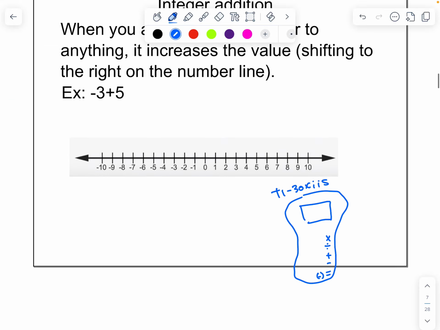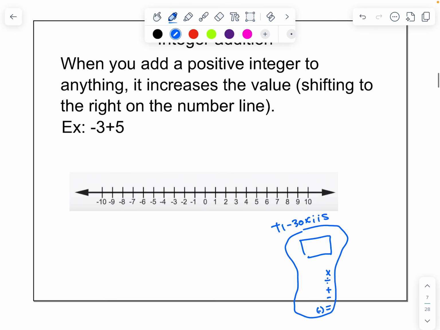Negative 3 plus 5. If you need a negative number on your calculator, you can't use this minus sign. That minus sign is strictly for subtraction. If you need a negative number on your calculator, you have to use this negative button.